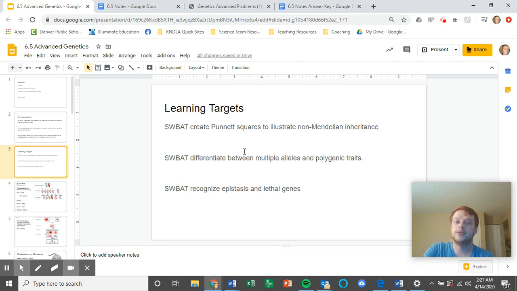Sad that I can't have one of you read these out loud for us, but here are our learning targets. So today you're going to be able to create Punnett squares for non-Mendelian inheritance. We talked about Mendelian or basic inheritance prior to our break. But now we're going to get into the nitty-gritty of what happens when things don't follow the rules. Then you guys will look at multiple alleles and polygenic traits, and then finally epistasis and lethal genes. All of these are types of Punnett squares and genetics problems that might show up on your AP exam.